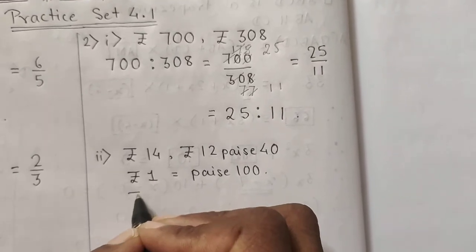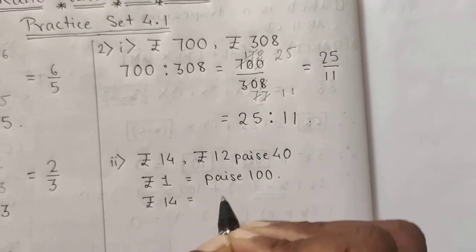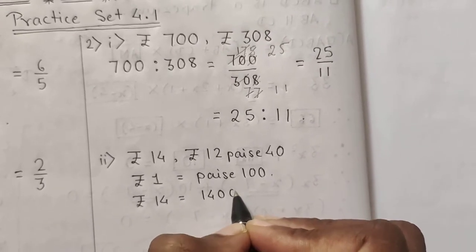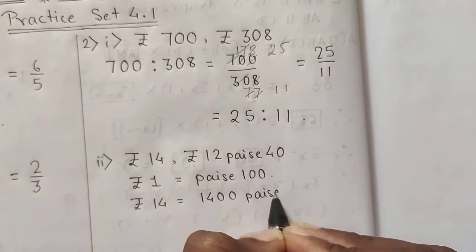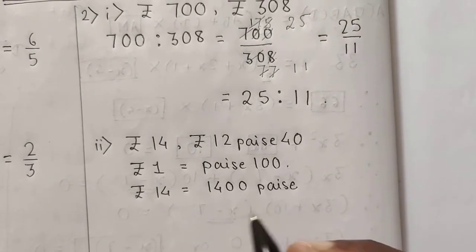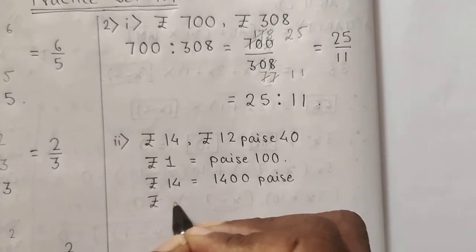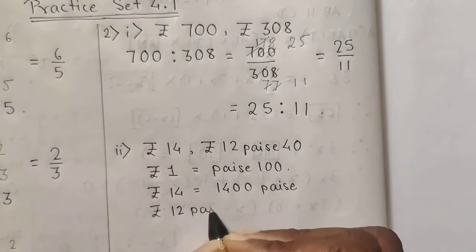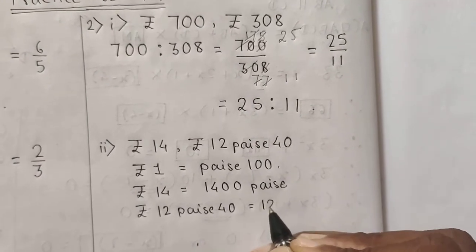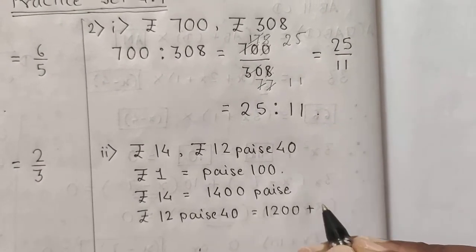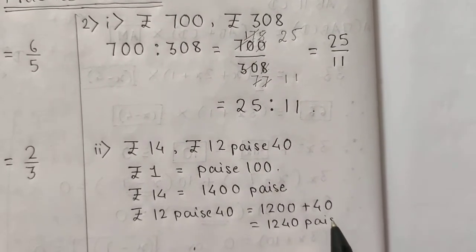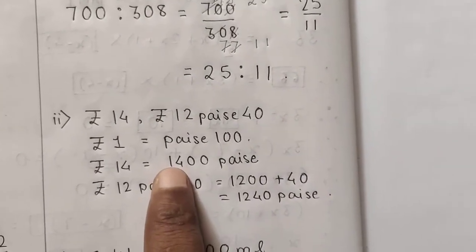So we can easily convert 14 rupees into paise by writing 1400 paise. 14 rupees means what? 1400 paise, because 1 rupee equals 100 paise. Now see the second one, rupees 12 and paise 40 is given. So this you can also easily convert. 12 rupees means what? 1200 paise and 40 more is there. So what you are going to get here? 1240 paise.